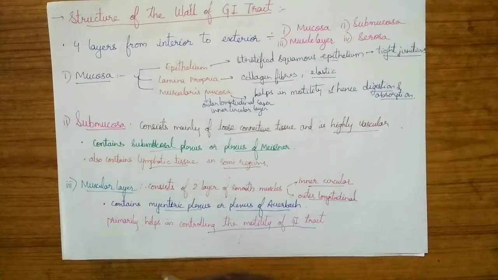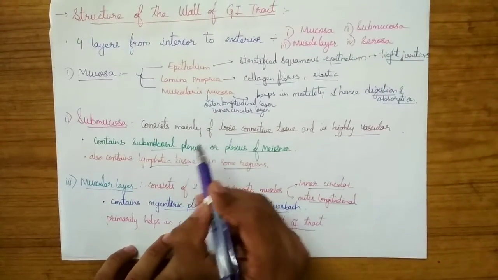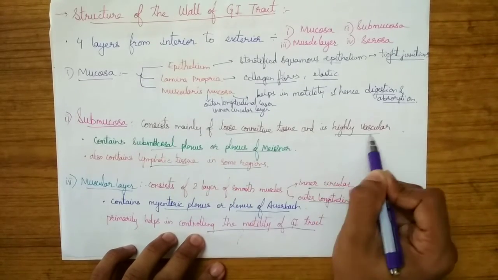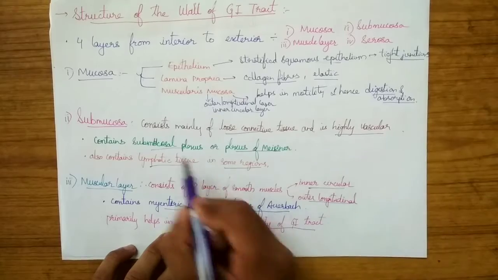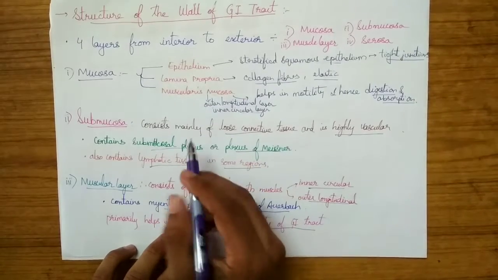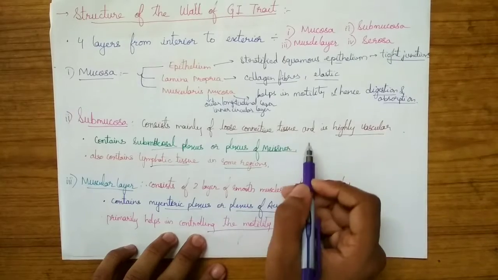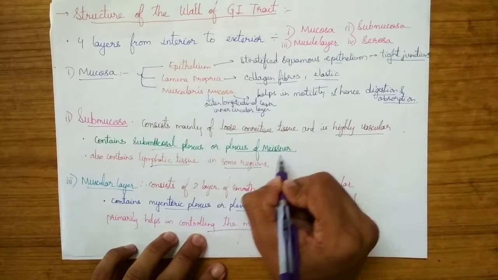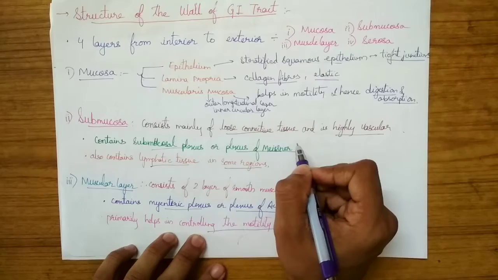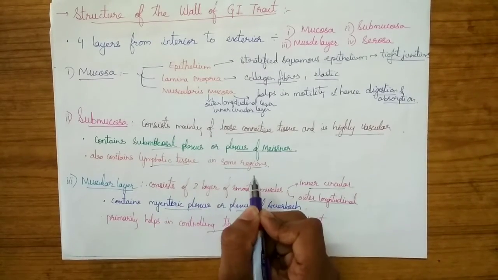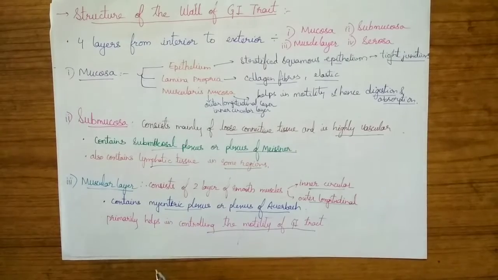The next layer of the GI tract is submucosa. It consists mainly of loose connective tissue and is highly vascular. It also contains a nerve plexus called the submucosal plexus or the plexus of Meissner. It is a part of the enteric nervous system, which I will be talking about now. It also contains lymphatic tissue in some regions, which helps in the immunity of the GI tract.